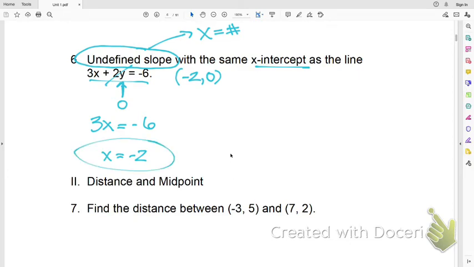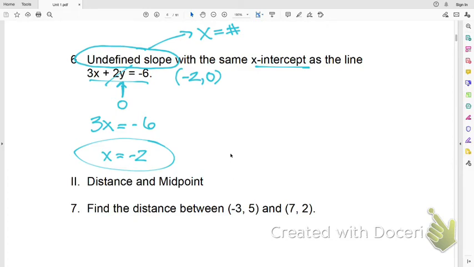Okay? Wait, how did you answer the negative 2 comma 0? No, if I asked you for the x-intercept, that would be the point. Okay. Since this is asking me for a line with undefined slope, I'm going to leave it as x equals negative 2. Good question.